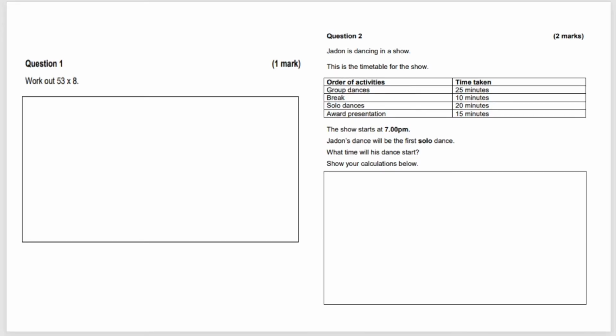Now the first question looks relatively easy. It's 53 times 8. So what they're looking for here is that you can perform multiplication in the standard form, really. So this is what they want to see.